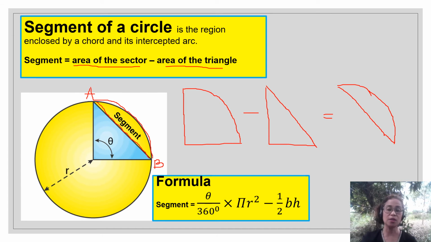The segment is determined by using theta over 360 degrees multiplied by pi r squared. This is actually the formula for the sector. Then subtract 1/2 base times height, which is the basic formula for a triangle. Although from what we have learned in the past, there are other formulas in finding the area of a triangle. Anyway, I'm going to show that in my next slide. So let us now apply this formula.